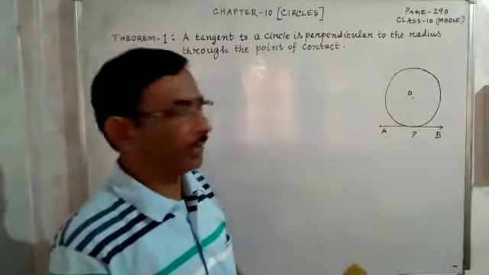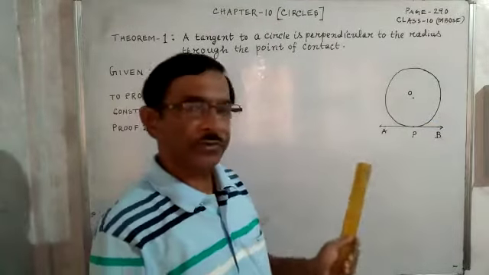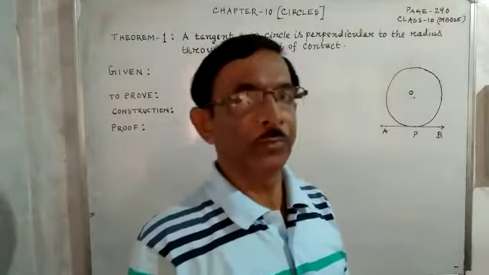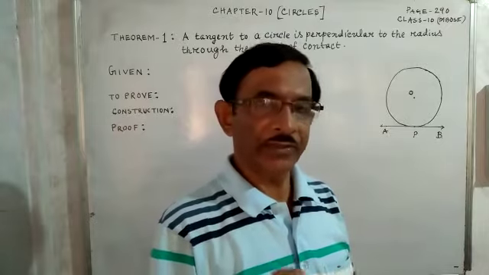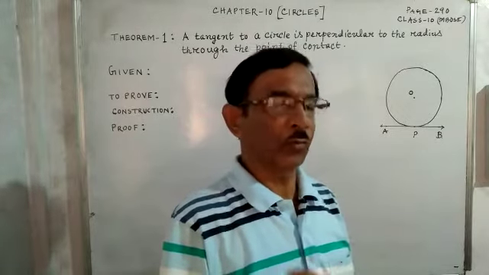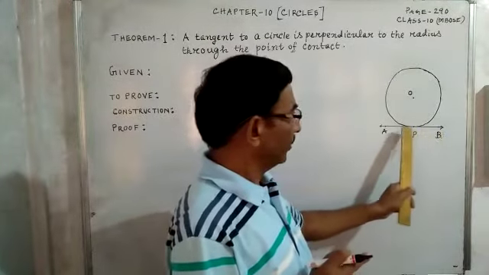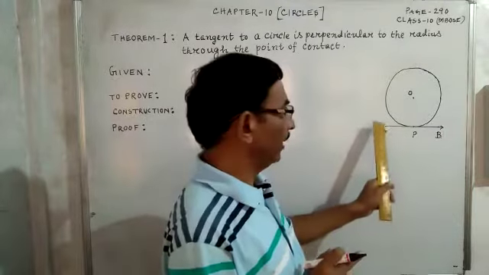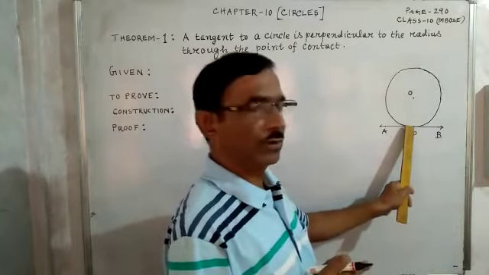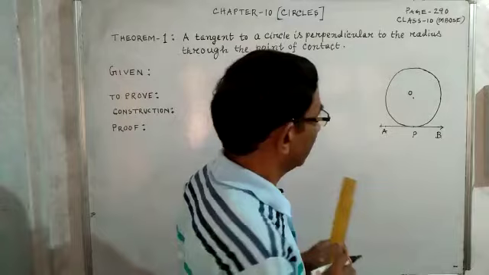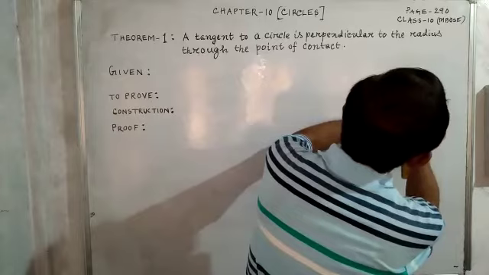Okay, so you have to know the definition of the tangent. What is a tangent? A tangent is a straight line that intersects a circle only at one point. If you look here, this straight line AB intersects the circle only at the point P. So AB is a tangent to the circle at the point P, and this point P is called the point of contact.